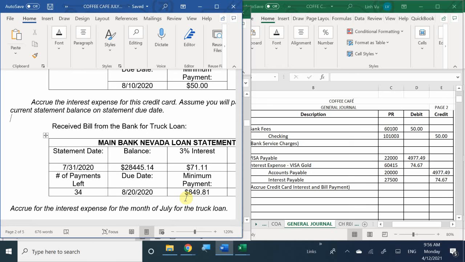So then let's see what else did we also receive. Okay, we retrieved a bill from the main bank for the truck loan. Okay, so once again, this one is due on August 20th. So we received it early on. We received it at the end of the month. We recognize that we've already made a payment because if it's due every 20th of the month, that means we already made our first payment on July 20th.